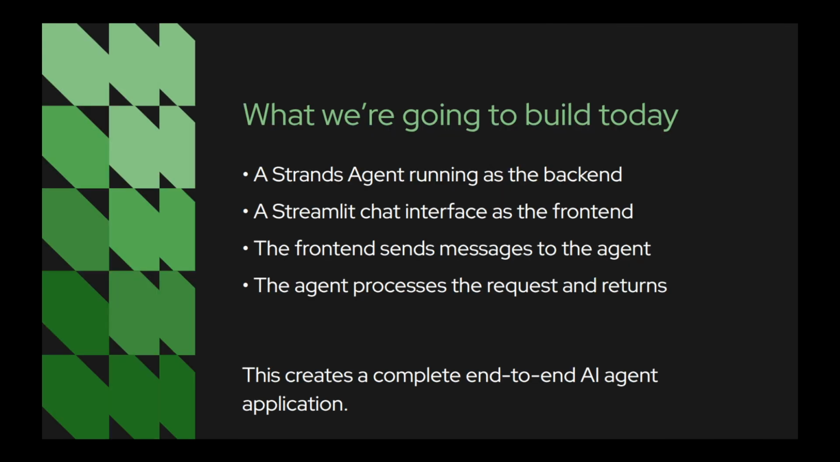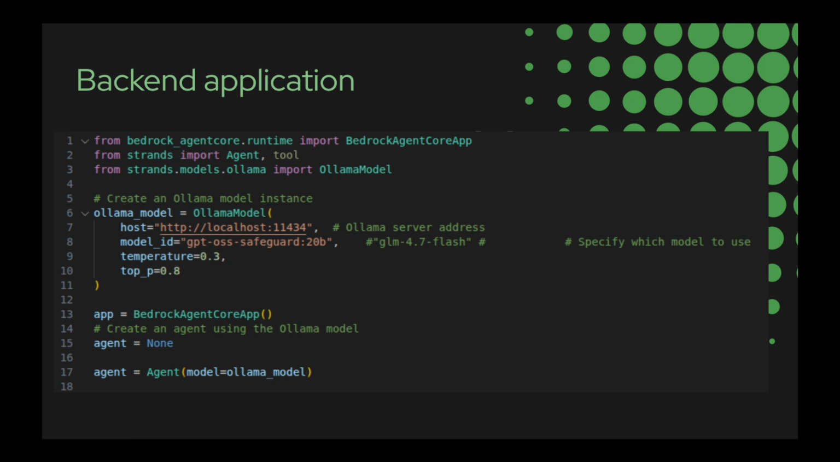So let me quickly show you what we are going to build today. We are going to build an agent with the Strands framework, and we'll have a Streamlit chat interface. I will share the code on GitHub by the end of this tutorial. And with this UI, you can connect to the agent. The agent is very simple. Let me show you the code.